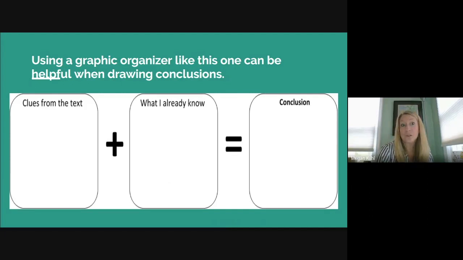It's helpful to use a graphic organizer like this one to draw conclusions. We can record clues from the text, what we already know, to help us draw a conclusion. And we're going to use a graphic organizer like this during the week.